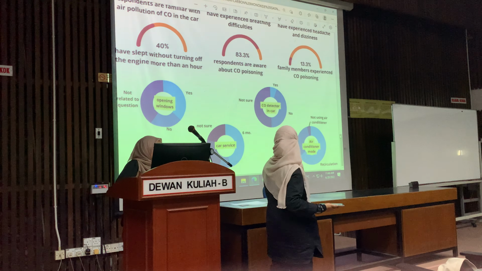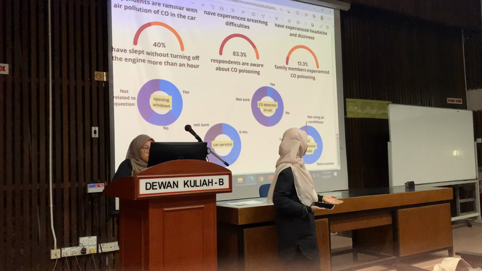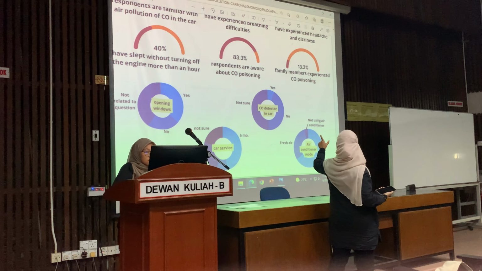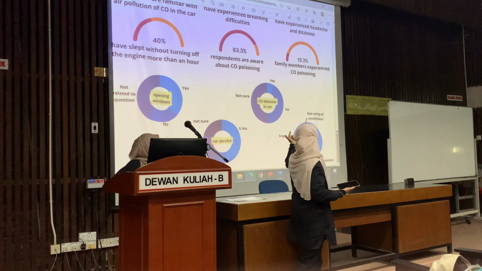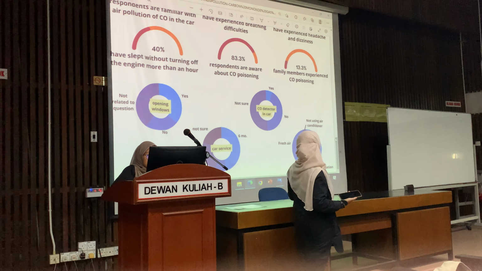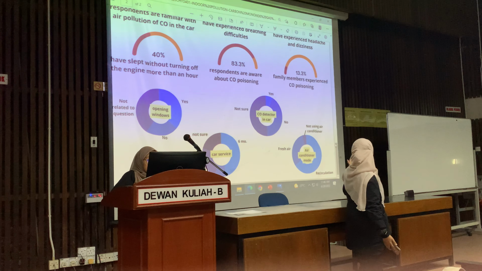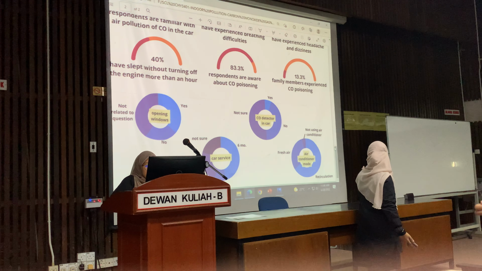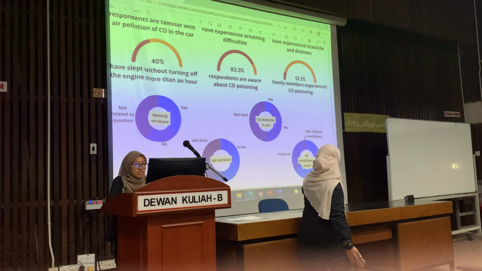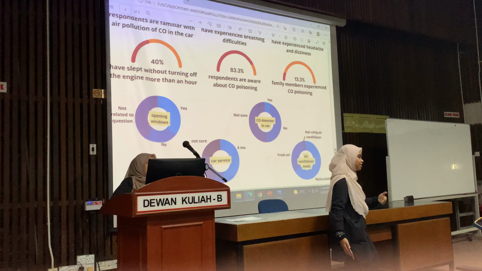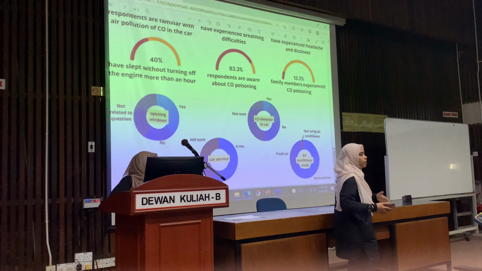Another behavior is that they did not put a carbon monoxide detector in their car. Only a small number of respondents put a carbon monoxide detector in the car. And another behavior is that they use the recirculation mode for the aircon. This is because when we use the recirculation mode and there is any leakage, as I said just now, the carbon monoxide will flow around the passenger area.